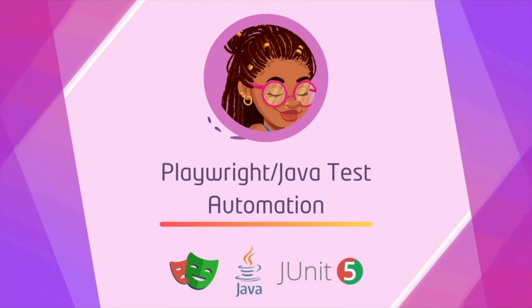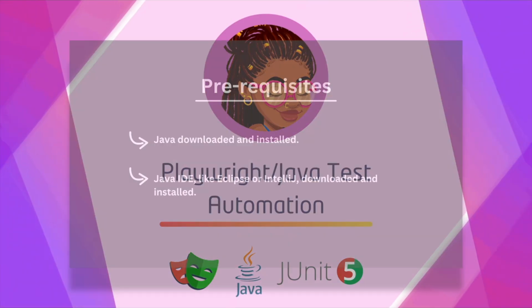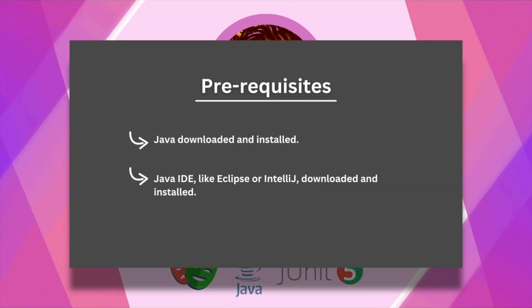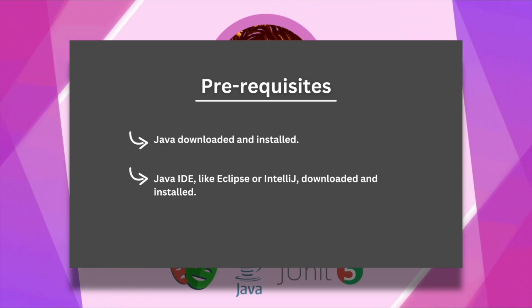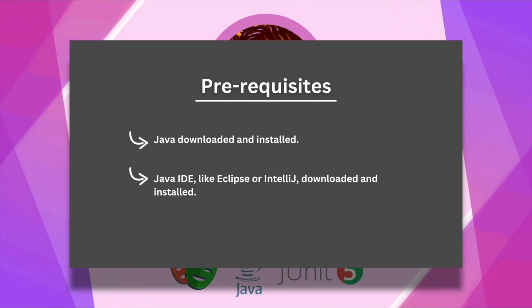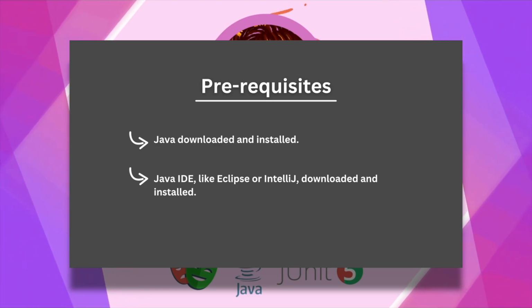In this video, I'll go through how to set up a simple Java Playwright project using JUnit as our test runner. For this project, you will need a Java IDE, so something like IntelliJ or Eclipse. For me today, I'll be using Eclipse, but using IntelliJ should not make a difference when it comes down to actually writing the tests and running them. You will also need to have Java already downloaded and installed on your computer.